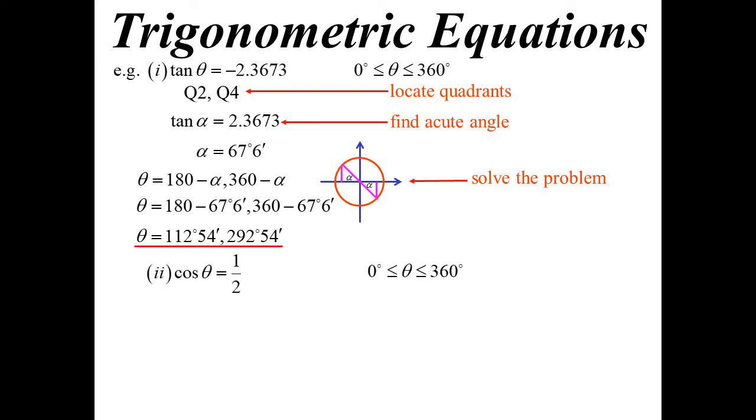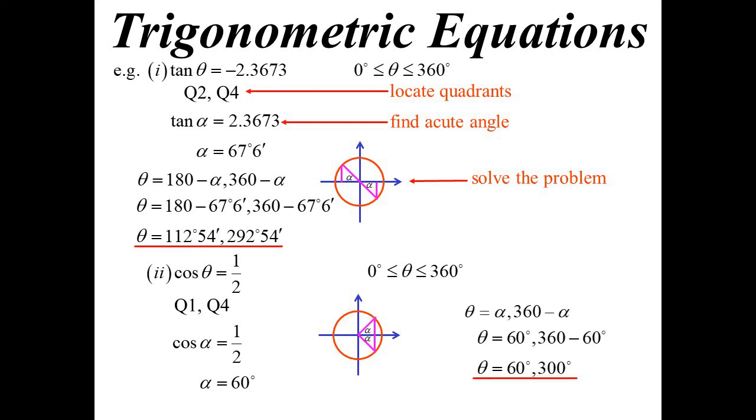All right, let's do another one. So cos theta is a half. Once again, we're going between 0 and 360. Cos is positive, so therefore, first and fourth quadrant. Draw myself a little diagram there. All right, so I can see that the acute angle would be 60 degrees. Now, the first quadrant, it's just the acute angle, but in the fourth quadrant, 360 minus the acute angle. Sub in our 60 degrees, and again, we get two answers, 60 degrees and 300 degrees.